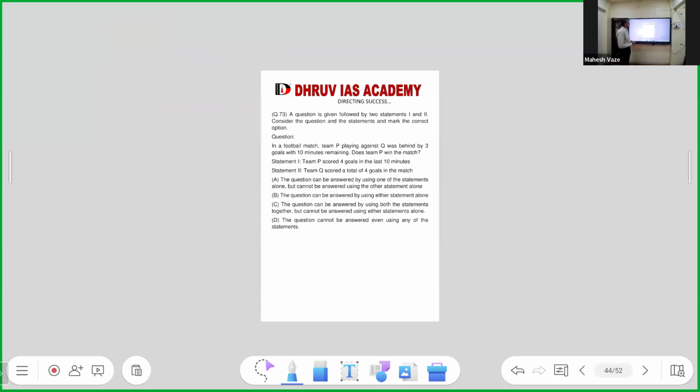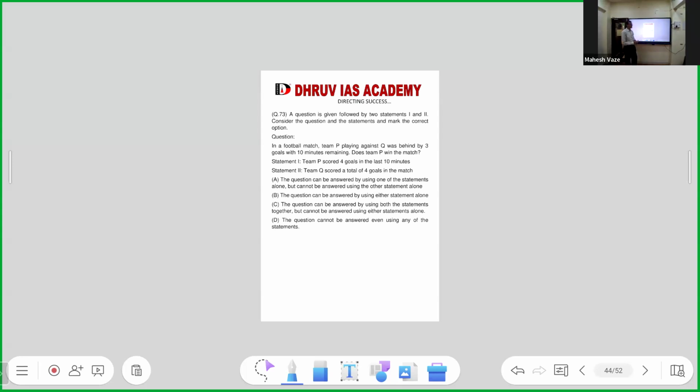A question is given followed by two statements, 1 and 2. Consider the questions and statements and mark the correct option. In a football match, Team P playing against Q was behind 3 goals within 10 minutes. Does Team P win the match? So two statements are given. Just go through them. See, P playing against Q was behind 3 goals, 10 minutes remaining. Does P win the match? From this statement alone, you will not be able to find out. So we'll see the statements.